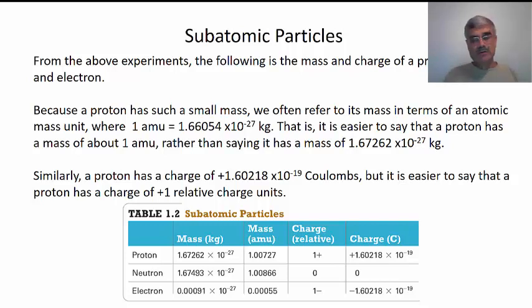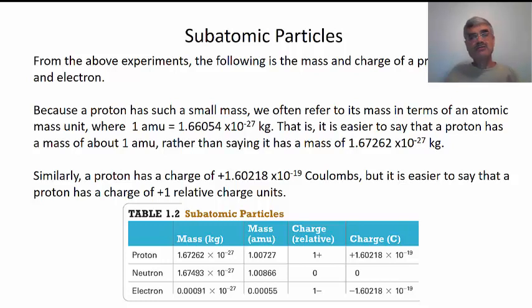And in relative AMU units, a proton has a little bit more than one, approximately equal to 1 AMU unit. Likewise, a neutron approximately equal to 1 AMU unit, and an electron is much smaller, about 1/2000th of the value for the proton and neutron.